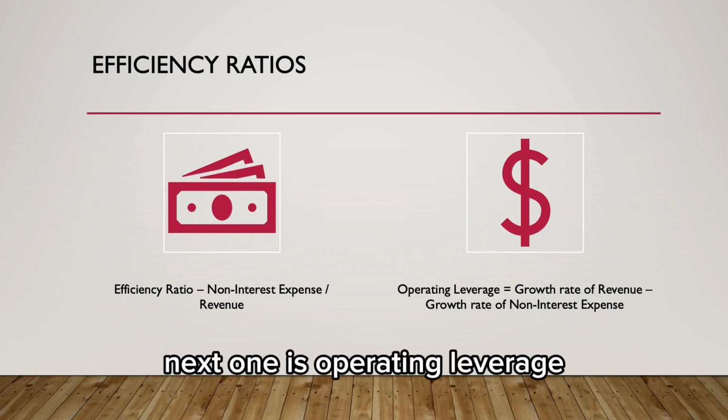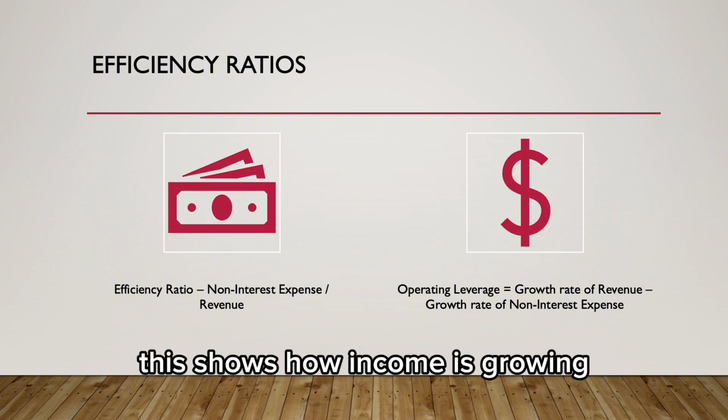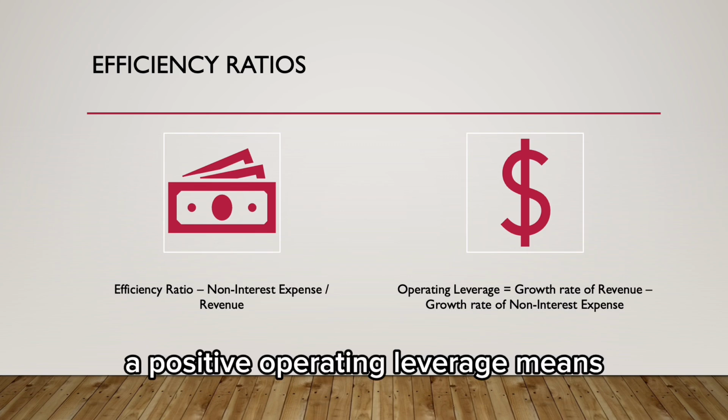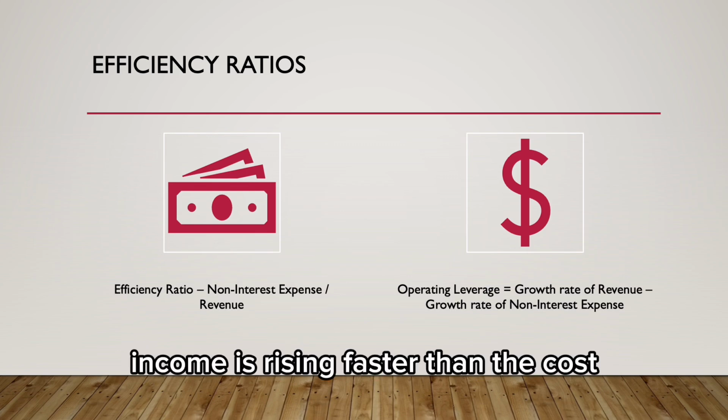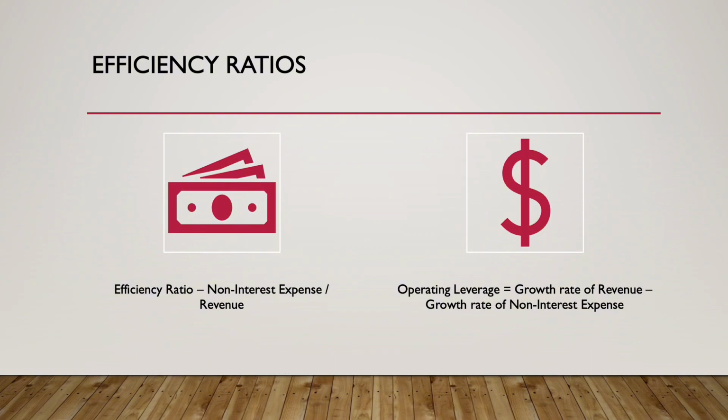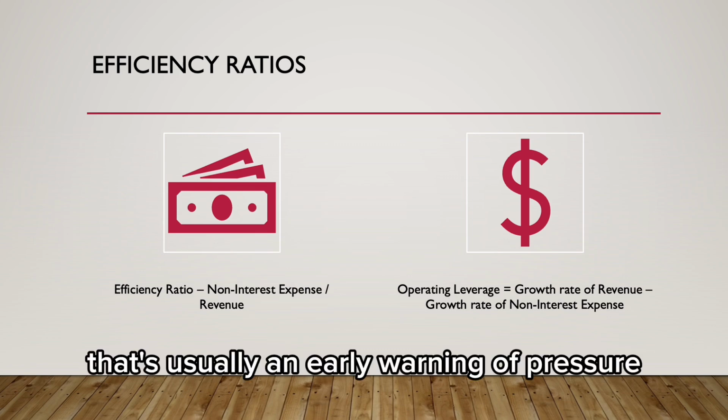Next one is operating leverage. This shows how income is growing compared to expenses. A positive operating leverage means income is rising faster than cost, which is a healthy sign of performance. Negative leverage, that's usually an early warning of pressure.